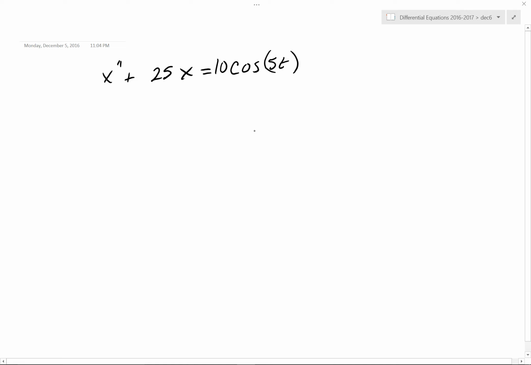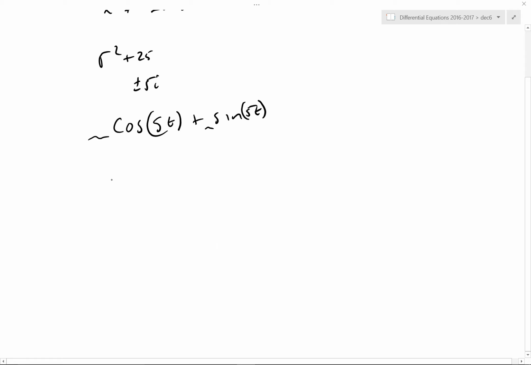Okay, and the idea being is that when you do this, whether you do it with Laplace or whether you do r squared plus 25, you're going to get plus or minus 5i, which means you're going to get cosines of 5t plus sines of 5t, which then, of course, with constants here and here, means you could combine this into one big C cosine of 5t minus an alpha or some such. Plus, again, this is the complementary solution.